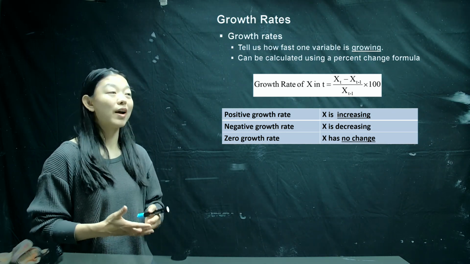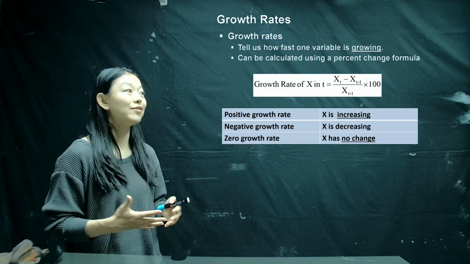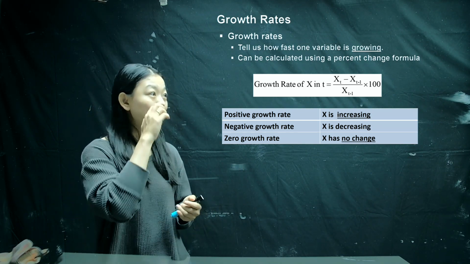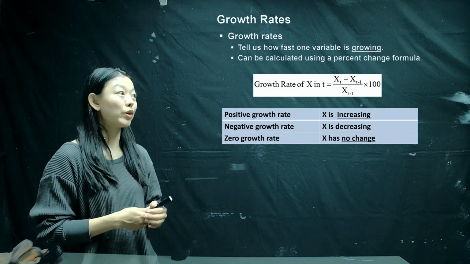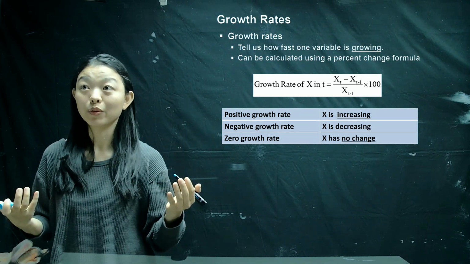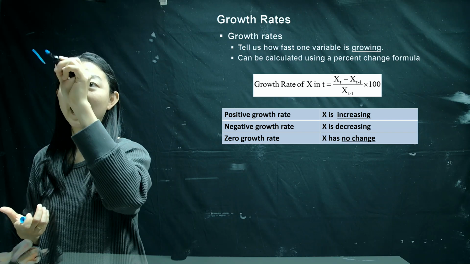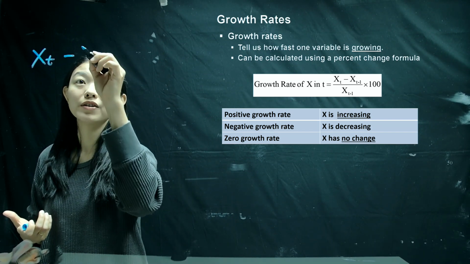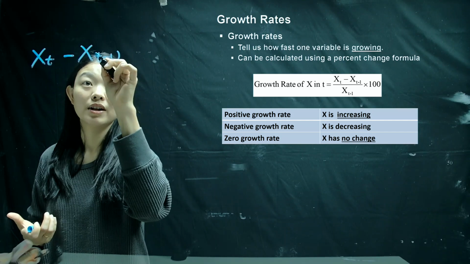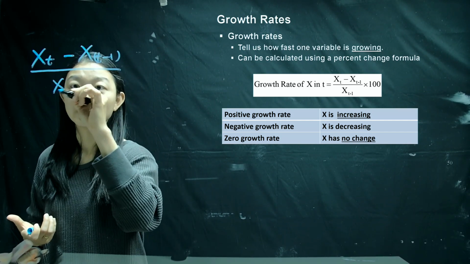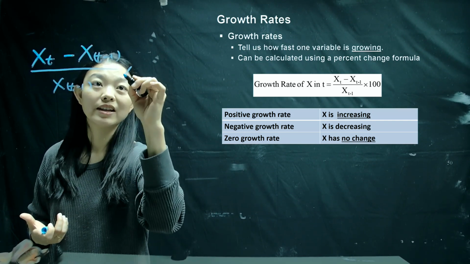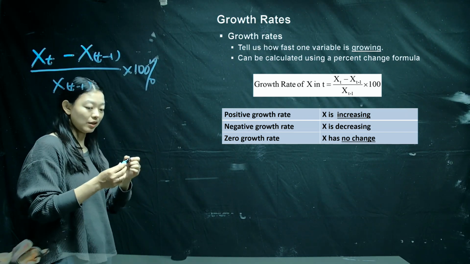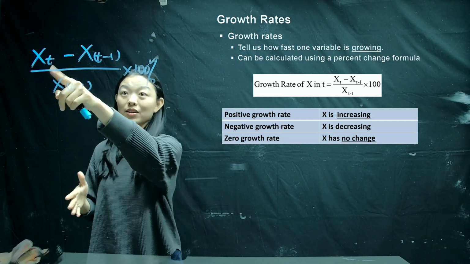The growth rate tells us how fast a variable is progressing. For example, when we talk about the growth rate of x, we use x in period t minus x in the previous period, divided by x in the previous period, and then times 100%. This is the way we can compute the growth rate for the variable x.